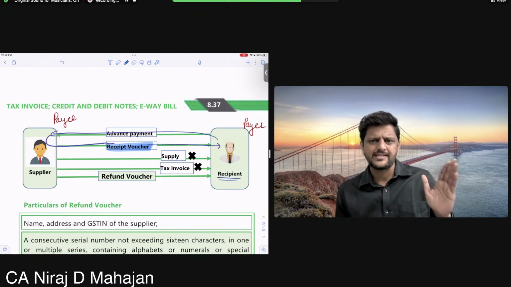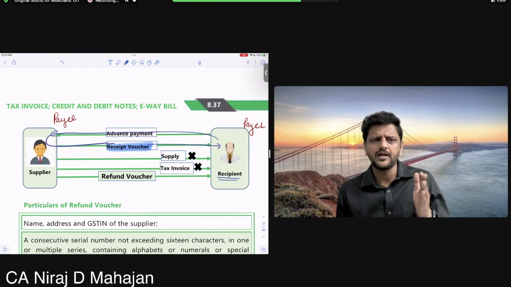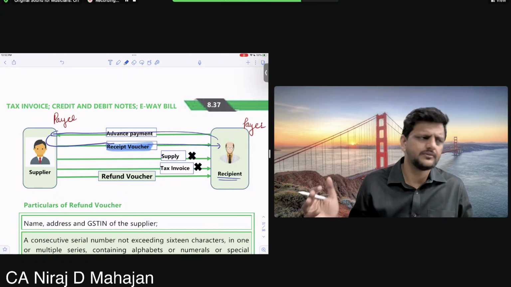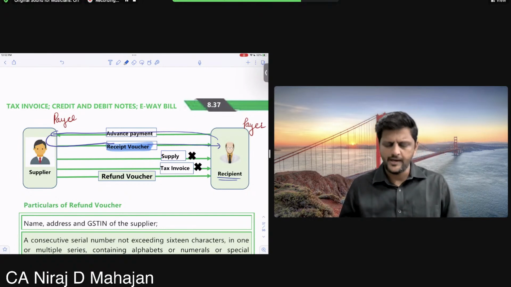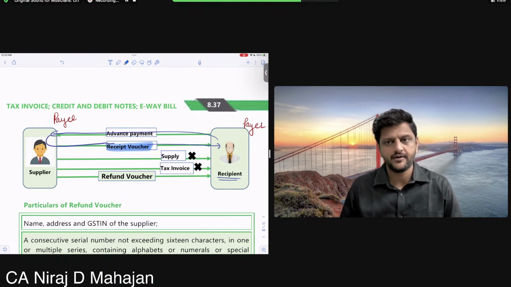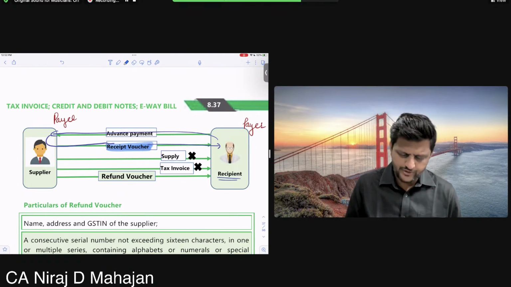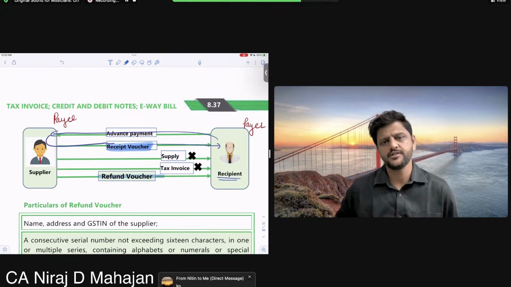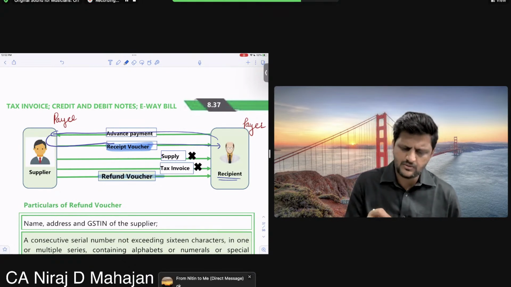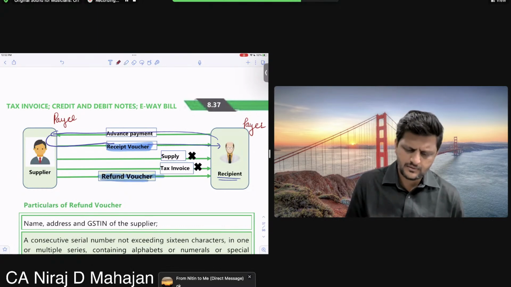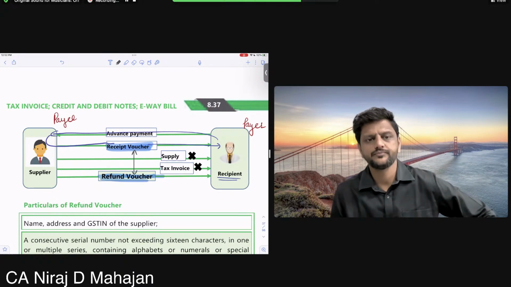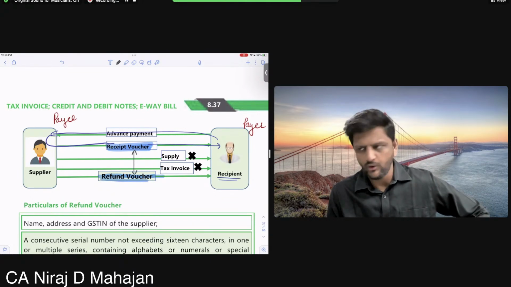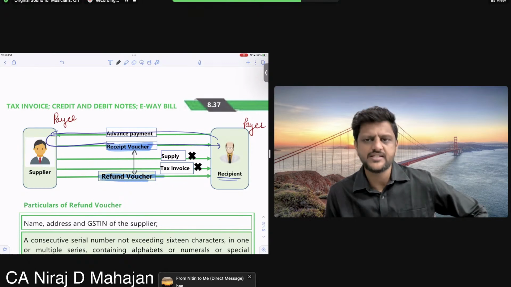So because, बच्चों, now check, supplier has not done supply, है कि नहीं? So he is not going to issue a tax invoice to the recipient. Clear till here? And he's going to obviously refund back that money. Yes, till here? So a refund voucher will be given by the supplier to the recipient. Now the thing is, the only little bit of common sense here is that the refund voucher will cancel out the receipt voucher. हाँ या ना? Refund voucher will cancel out the receipt voucher.